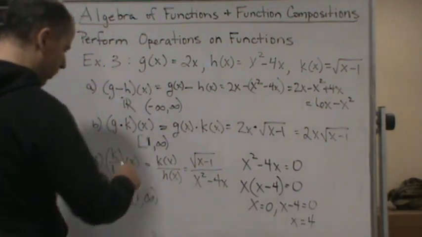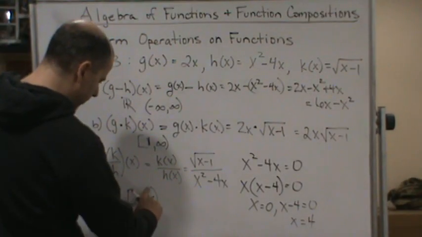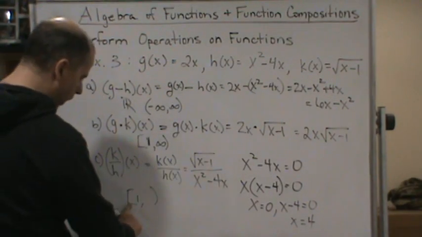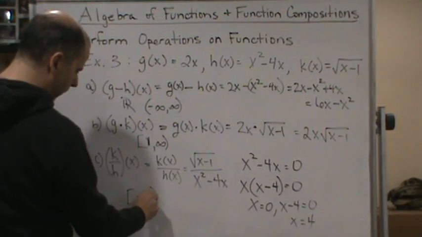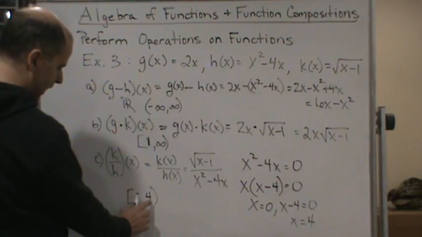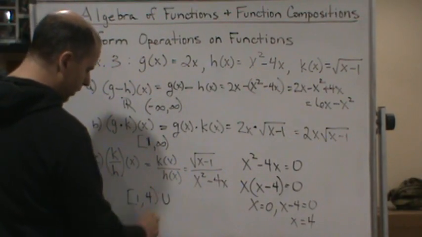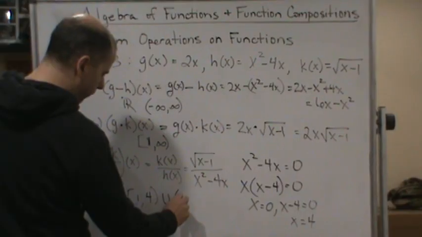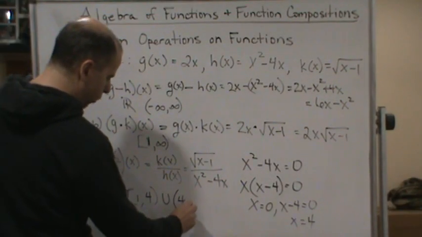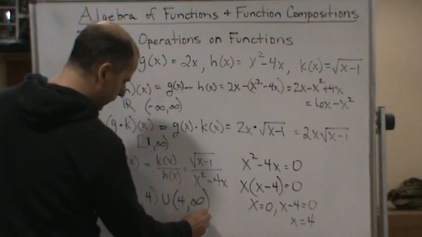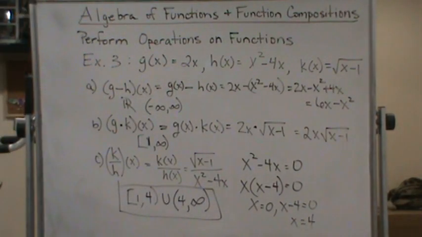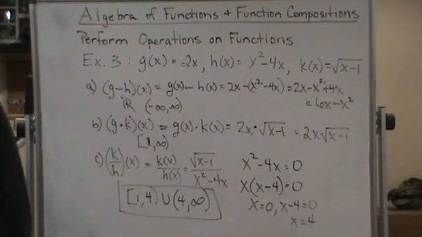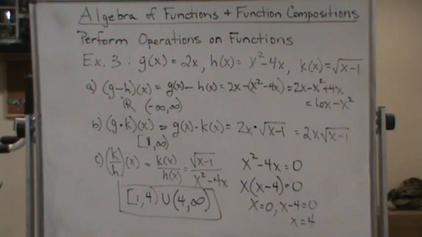So we'll have to modify the domain, which means instead of 1 to infinity, we'll exclude 4. So we'll go from 1 to 4, and we use a parenthesis because we're saying not 4. Then we use a union, and we go from 4, again not including 4, to infinity. So this is the way we would write the domain in interval notation. All right, and so that's how you do it. All right, practice, ask questions.